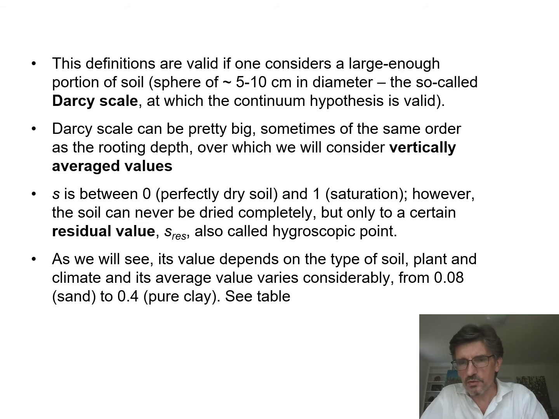Soil moisture, the relative soil moisture S, is probably our most important variable. We will write equations for it, especially in the stochastic probabilistic part of the course. Soil moisture is a variable that fluctuates in time and in space, especially in time, and it's 0 when the soil is perfectly dry, and it's 1 when the soil is fully saturated, okay?